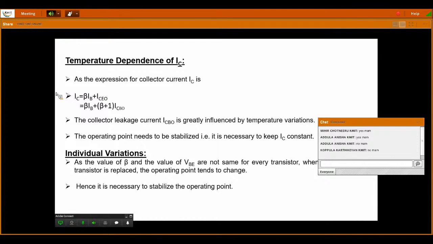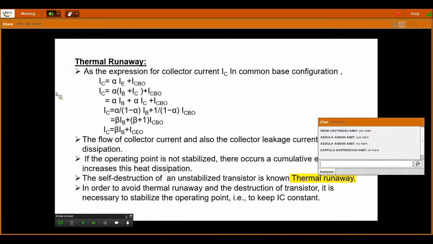When R1 and R2 vary, the current flowing through them varies, and it may affect your base current. When the base current is affected, automatically the collector current is also affected. Hence the stability will be less. So in order to stabilize against all these parameter variations, we require a stabilization method. It is necessary to stabilize your circuit.